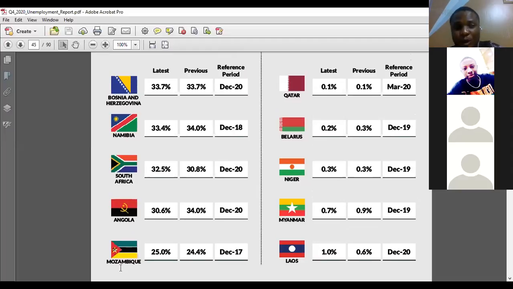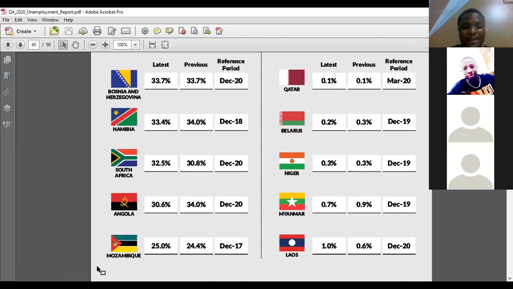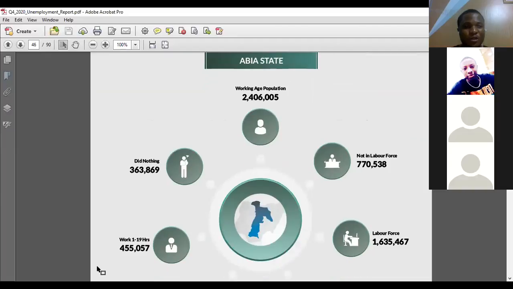Then look at the lowest. Qatar, 0.1%. Imagine, 0.1%. Belarus, 0.3%. Even Niger, 0.3%. Myanmar, 0.9%. Laos, 0.6%. One thing again you should understand is that the population of these countries is very low, and that can also explain why their unemployment rate is low.